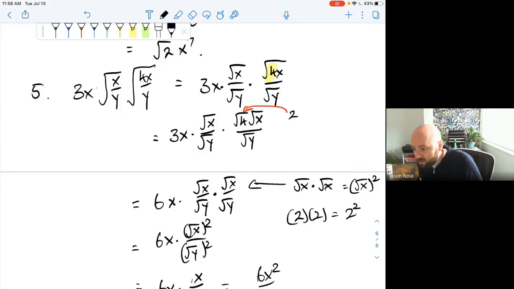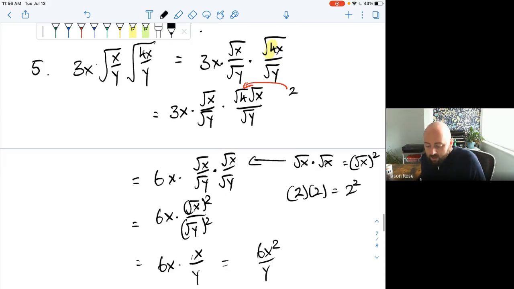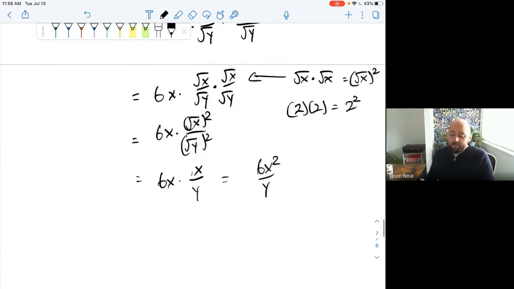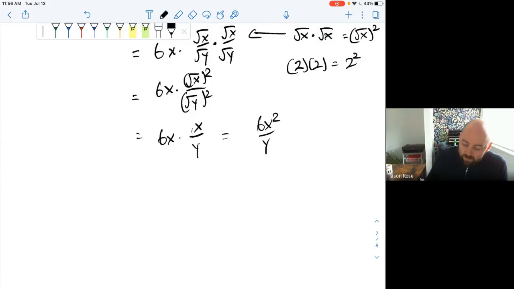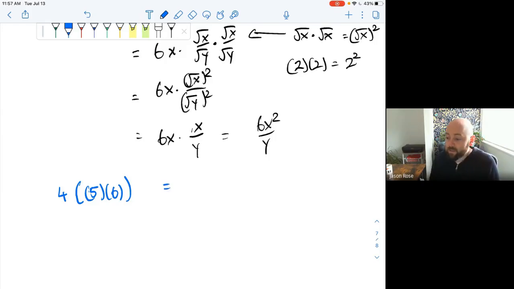Why did the 2 only distribute to the 3x? So that's like a property of multiplication, I guess. Let me see. Again, I'm going to go back to numbers. Let's say I have a 4, and in here I have a 5 by a 6, right? You know what the answer would be, right? It would be 5 by 6 is 30, and 4 by 30 is 120. So we're satisfied with that.